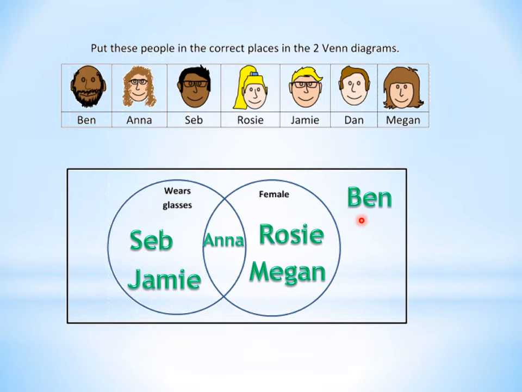The last name, we already wrote Anna, we wrote Seb, we wrote Rosie, we wrote Jamie. Yes, Dan, we didn't write Dan because he doesn't fit in any of the two circles. He doesn't wear glasses and he's not a female. So Dan goes outside the circles but still inside the rectangle.